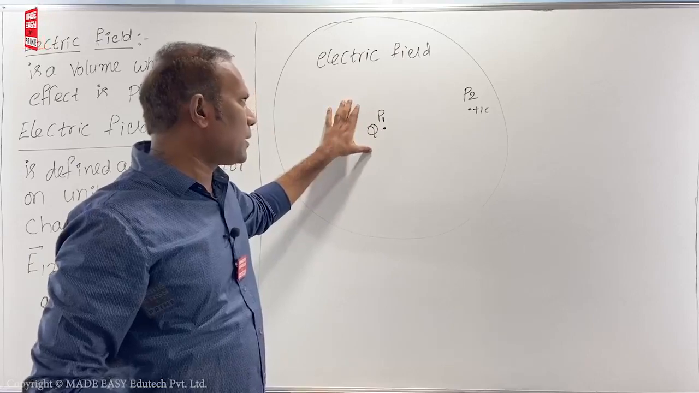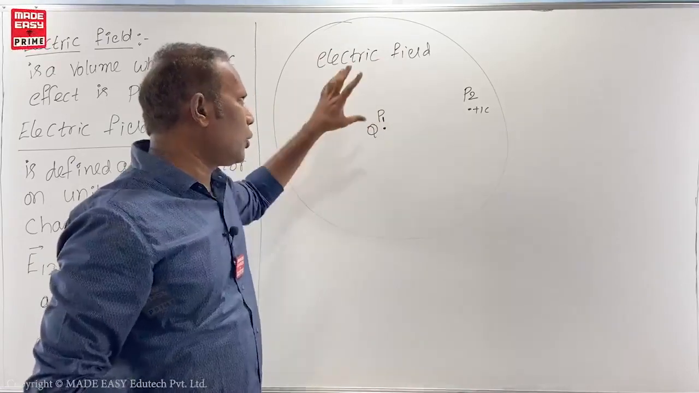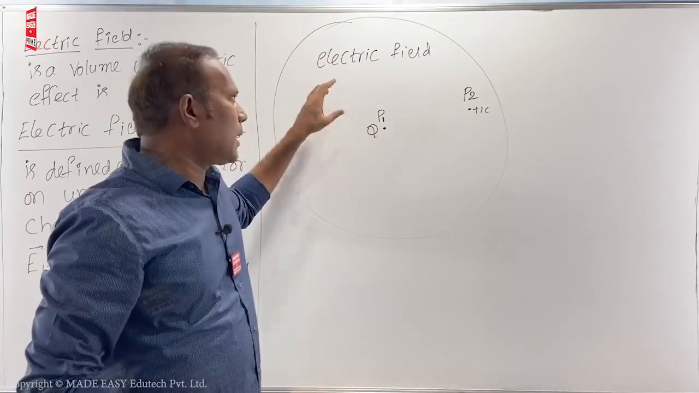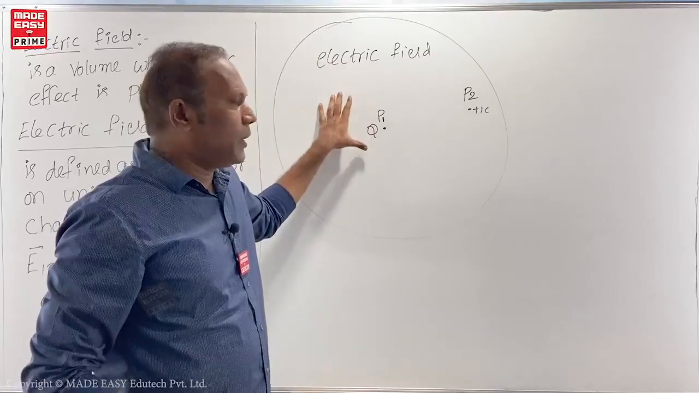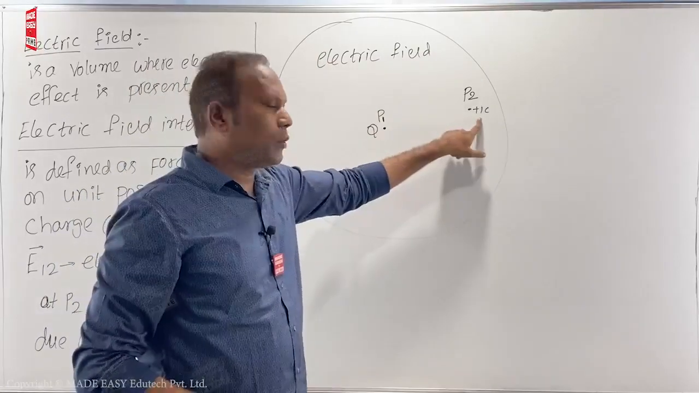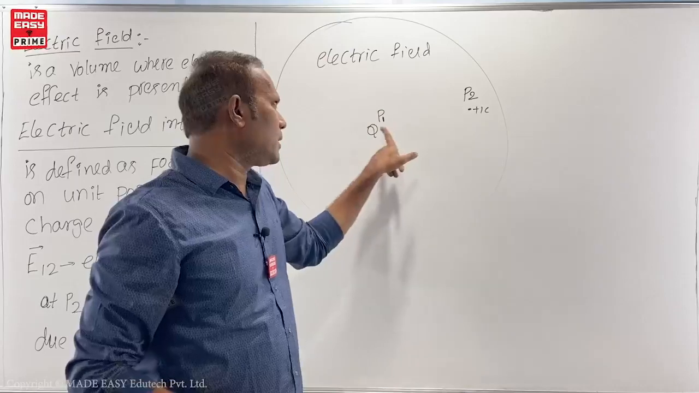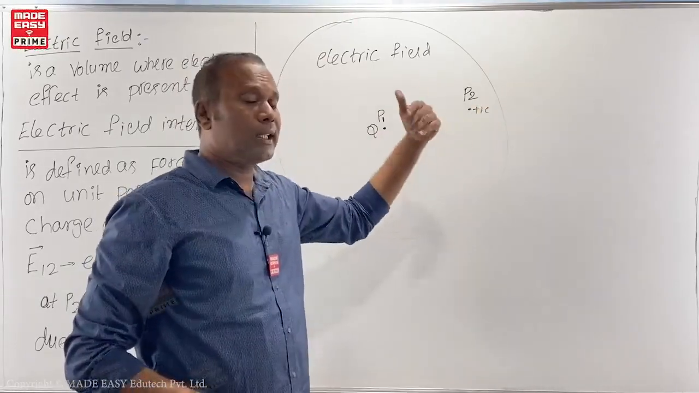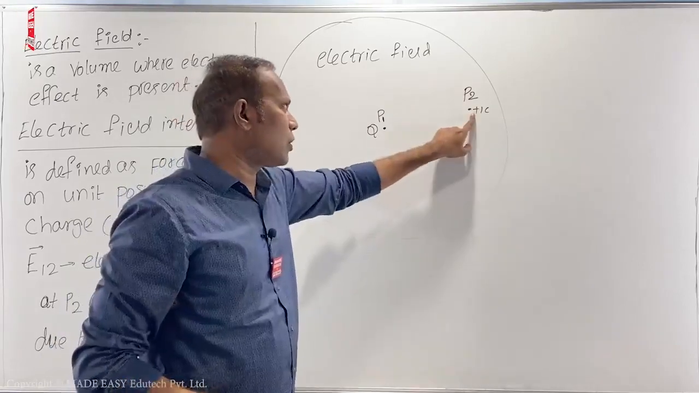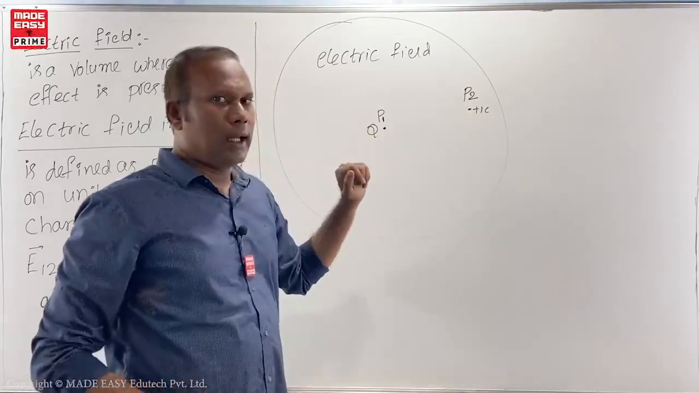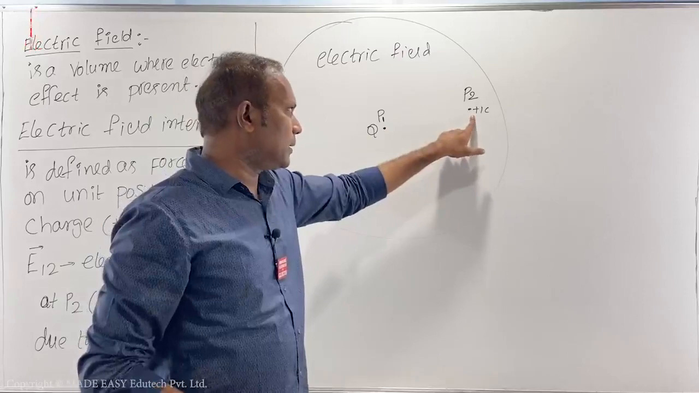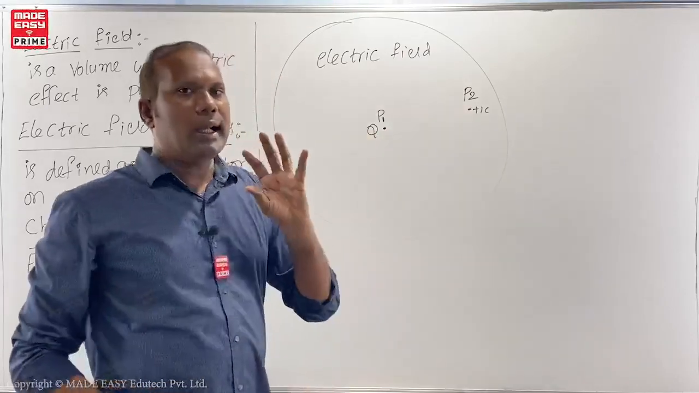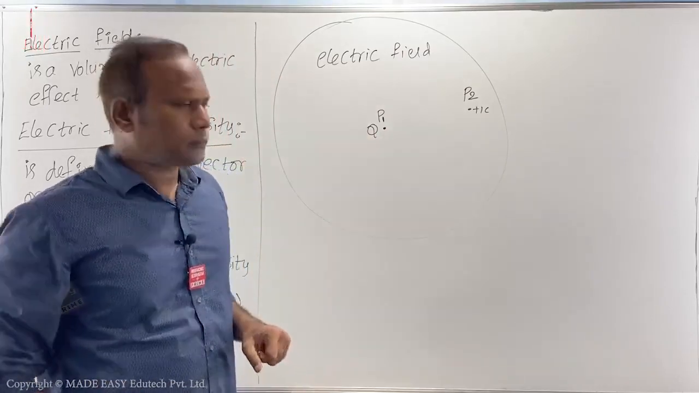If I put Q charge, then around this, in some volume, an electric effect is there. Then in that electric field, if I put a plus 1 coulomb test charge, and I assume this is also positive, this is also positive, this charge repels that. Why is it repelling? Because there is a force on this due to this one. How much force is applied on this due to Q charge? That is called electric field intensity.